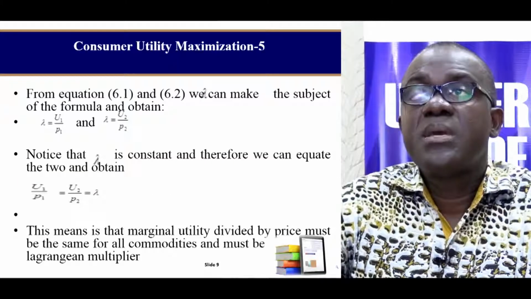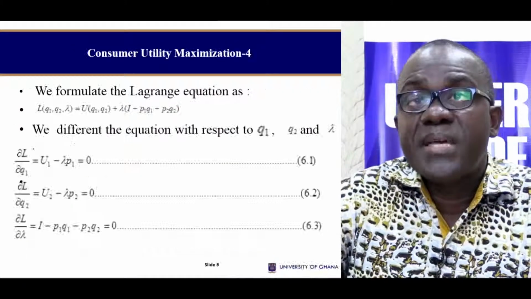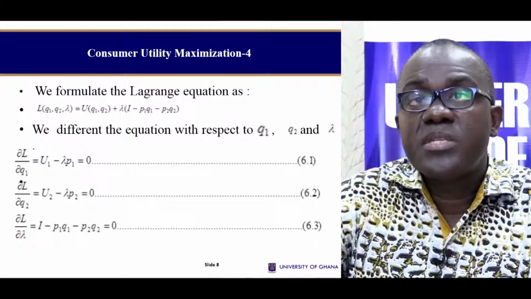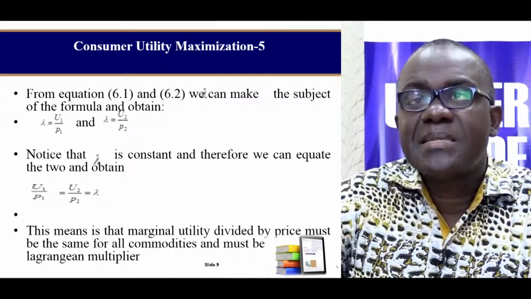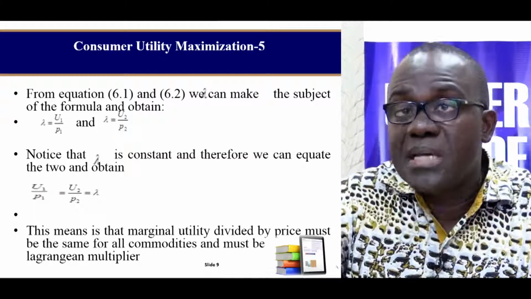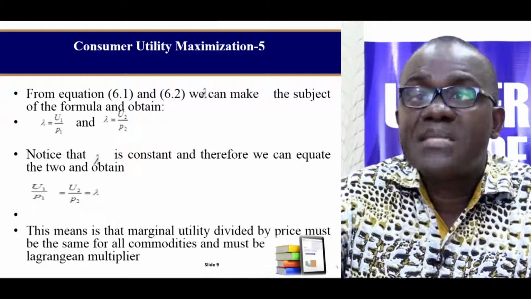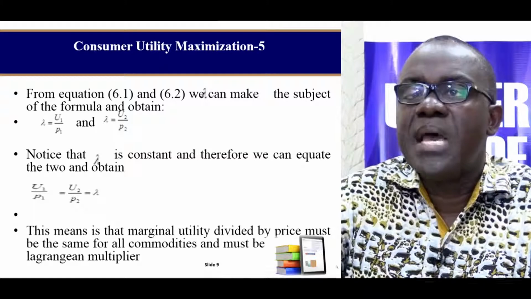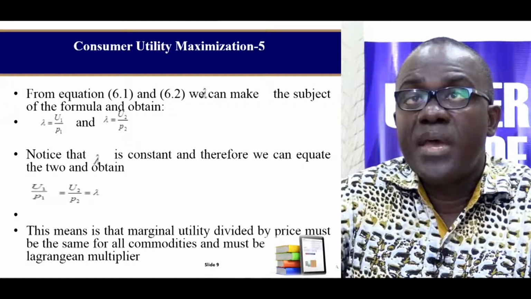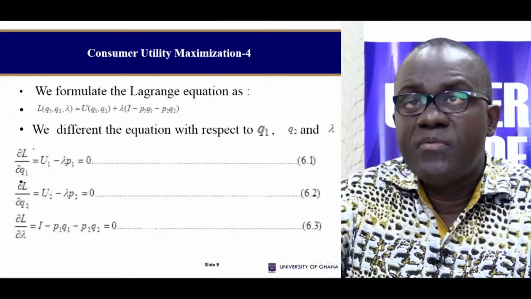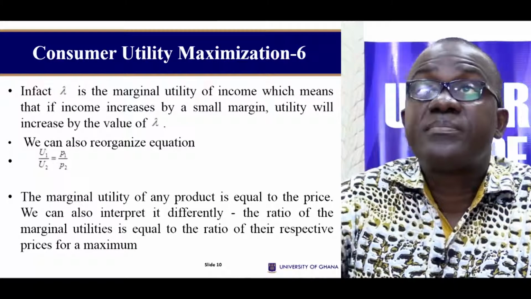We have this equation, and what happens is that we can more or less manipulate the first equations, right? From these equations, we can have this relationship. We can also have this relationship that tells us that our lambda is always a constant. All right, so it means that the marginal utility divided by the price must be the same for all the commodities and must be equal to lambda. This sort of equation we obtain from the first two over here, right? And that is the implication that we have.